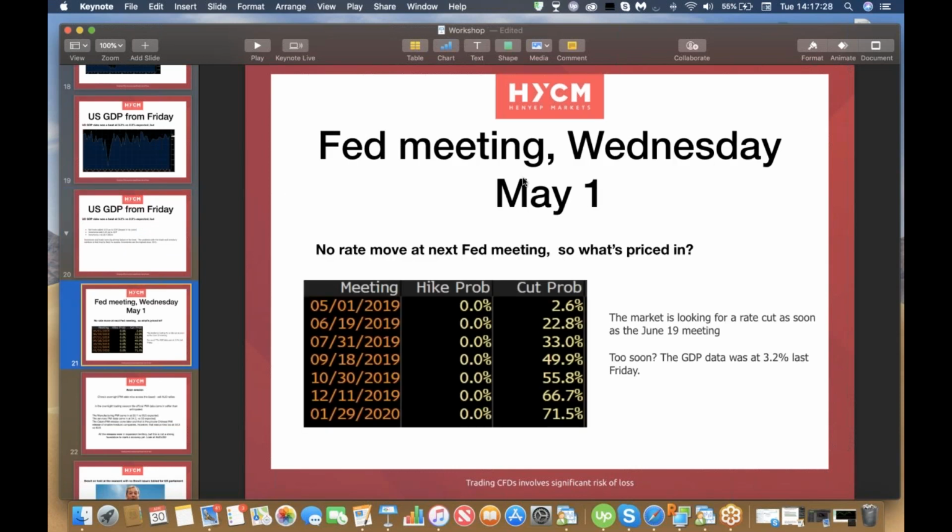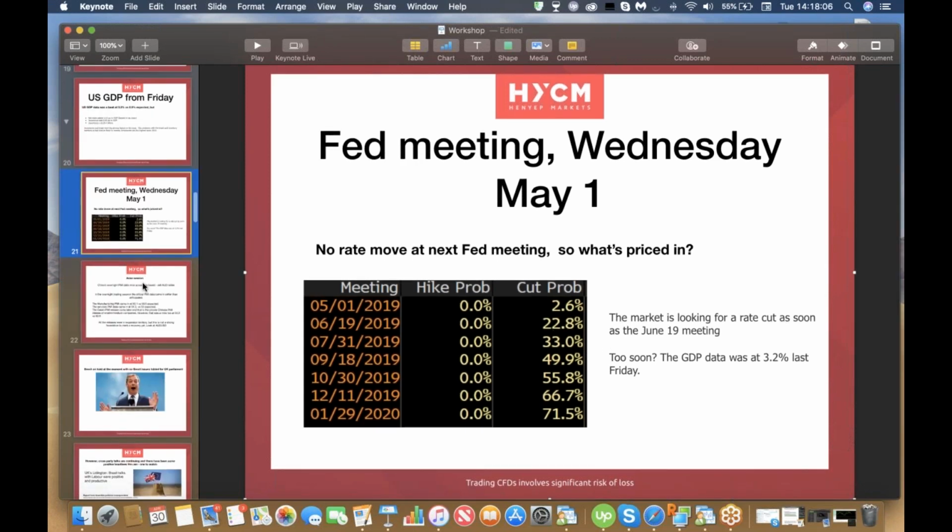Don't forget, we've got the Federal Reserve meeting tomorrow, so the dollar is very much in wait and see mode. No rate move is expected at the next federal meeting. So what's priced in? Well, you can see there's a 22.8% probability of a rate cut priced in for the June meeting. I don't think that's very likely, but that's what the market's pricing in. So we have to see what the Federal Reserve's FOMC minutes say. If we get more hawkish minutes, we're going to see that probability of a cut being priced out. Okay, so just to be aware of that.